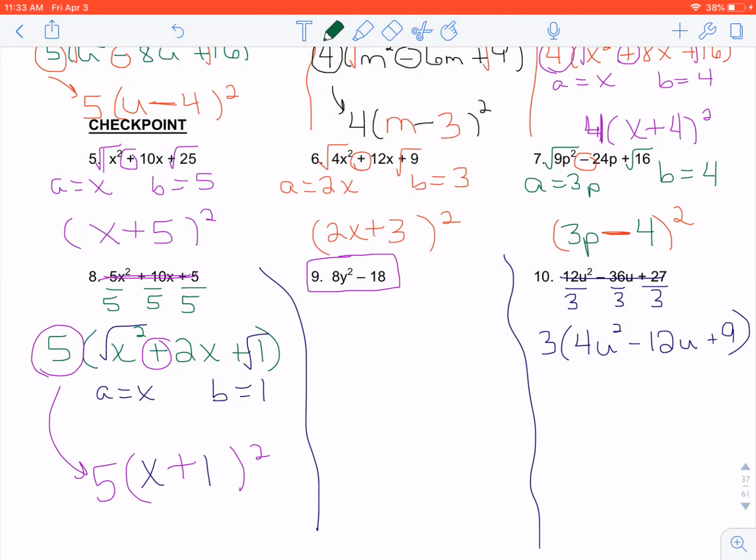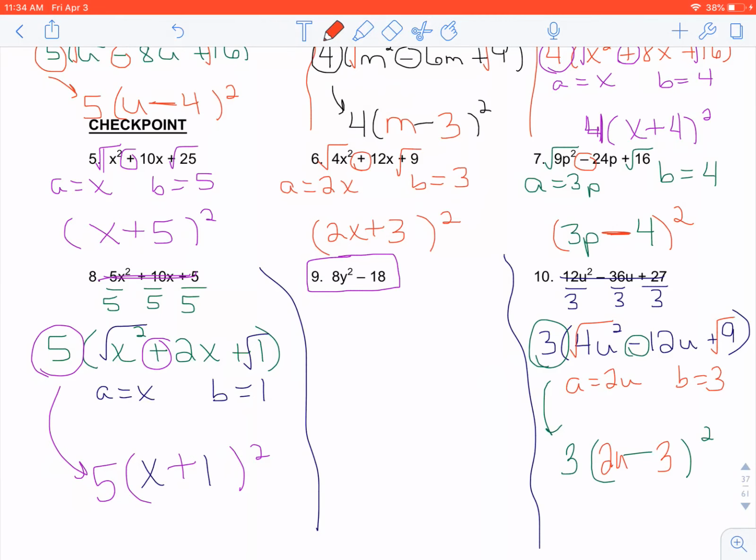Getting my pattern set up, I notice a minus sign, so I need a minus sign in the parentheses. I had a GCF, so I need the GCF in the front of the parentheses. And then the last part here is to take the square root. So the square root of 4 is 2. The square root of 9 is 3. So this is 2u minus 3. And the GCF was in front.